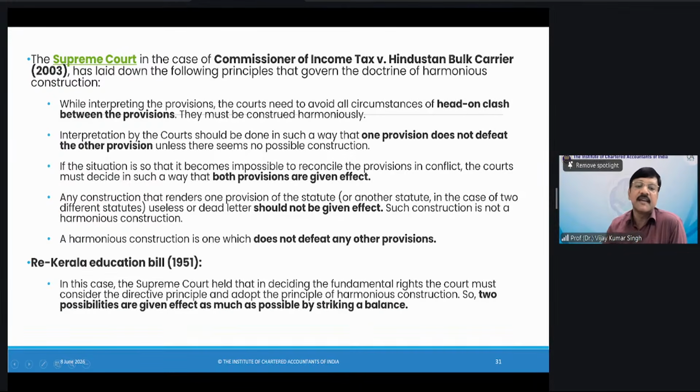For example, in the Kerala Education Bill case, the Supreme Court held that in deciding the fundamental rights, the court must consider the directive principles and adopt the principle of harmonious construction. So both possibilities are given effect as much as possible by striking a balance. This is what harmonious construction is. I believe harmonious construction is clear.